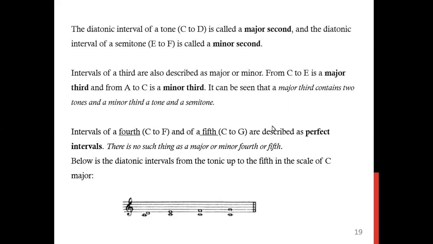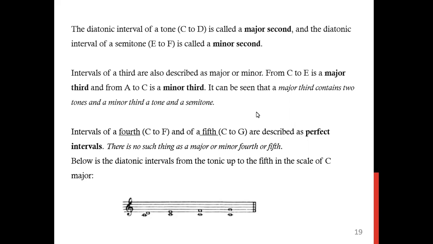So the intervals of a third are also described as major or minor. We have left the second now. We're trying to say major and minor. Let's come to the intervals of a third. You can describe them as major or minor as well. Okay. From C to E is a major third. But from A to C is a minor third.